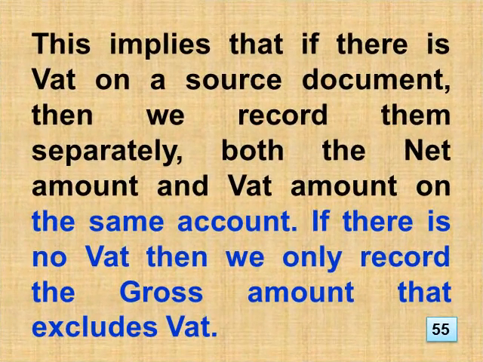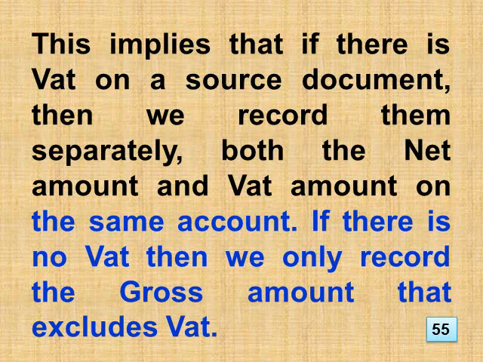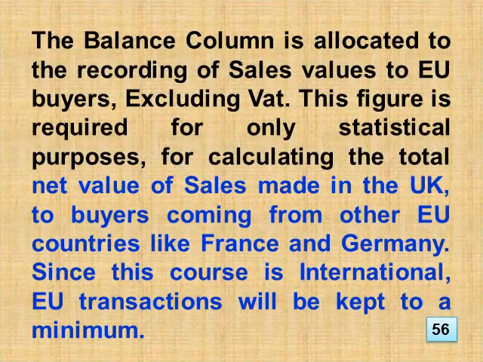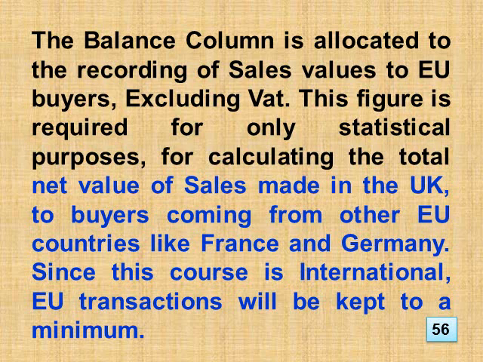This implies that if there is VAT on a source document, then we record them separately, both the net amount and VAT amount, on the same account. If there is no VAT, then we only record the gross amount that excludes VAT. The balance column is allocated to the recording of sales values to EU buyers, excluding VAT. This figure is required for only statistical purposes, for calculating the total net value of sales made in the UK to buyers coming from other EU countries like France and Germany.